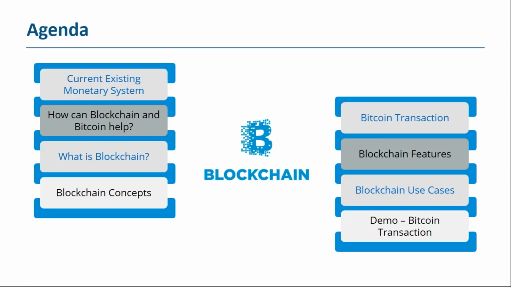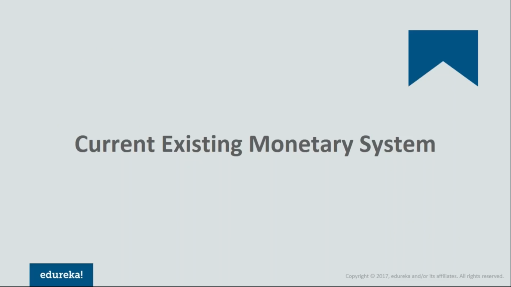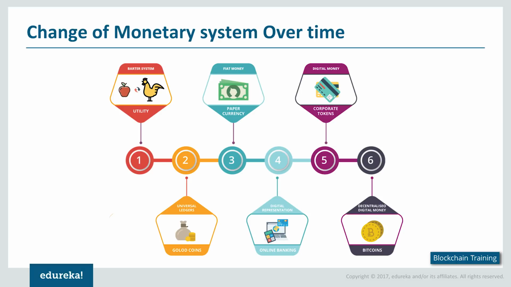So let's begin with the first topic of today's session, that is the current existing monetary system. Before we go into the existing monetary system, let's try to understand how the monetary system as a whole has changed over time. The first system that came into existence was the barter system, where you exchanged one kind of good for another instead of any fixed money as such. Then we had a universal ledger system where we used gold coins for the exchange of goods. There was a certain value set for each good, and then they would be exchanged for gold coins. Then came the age of fiat money.